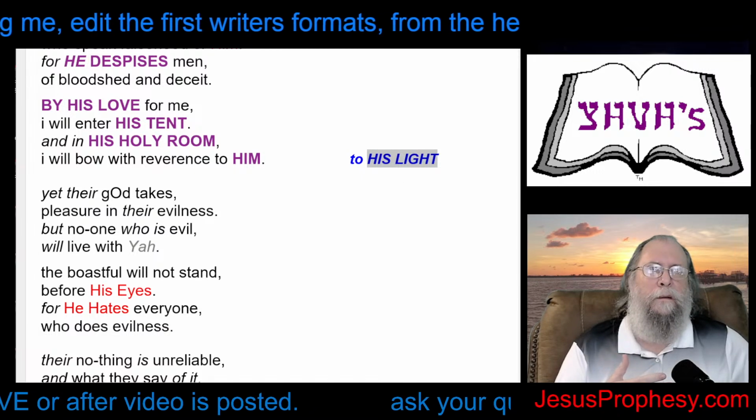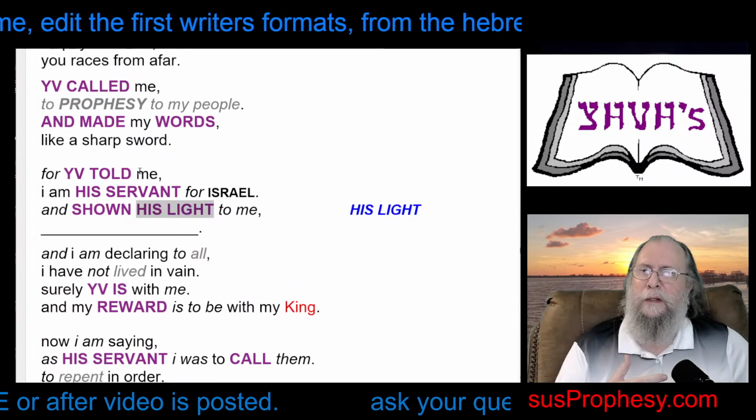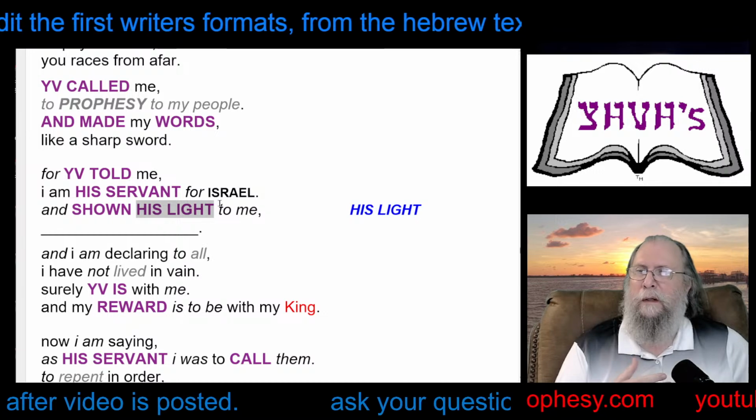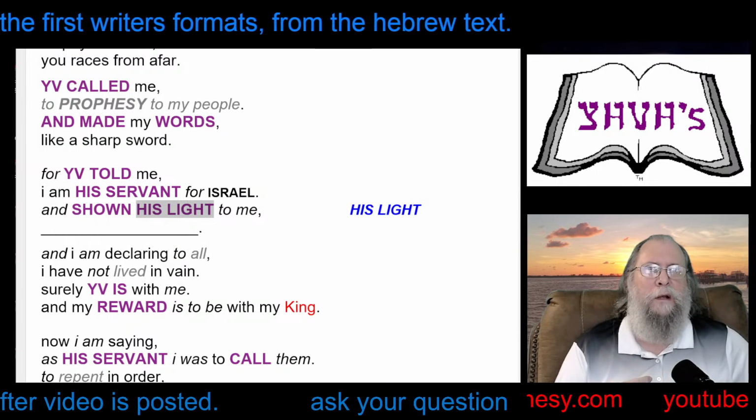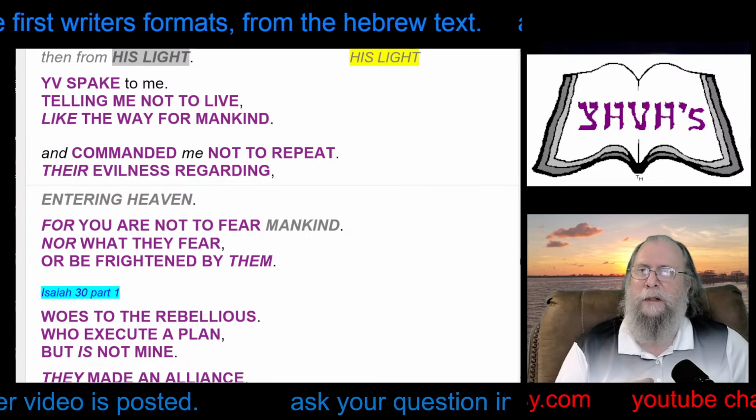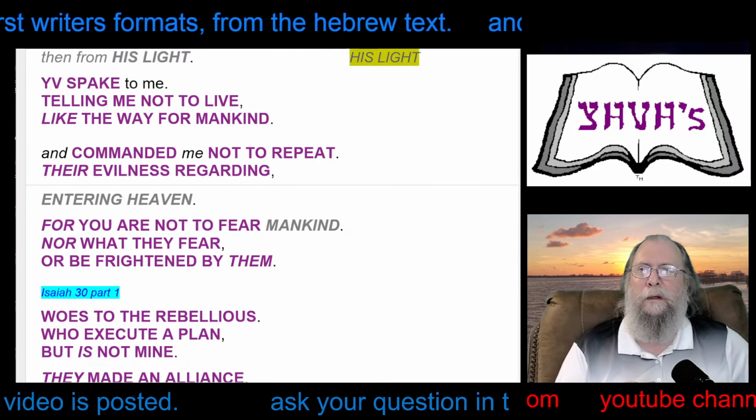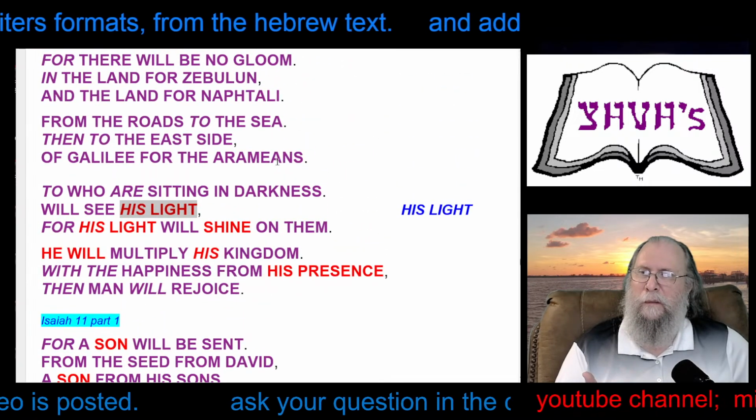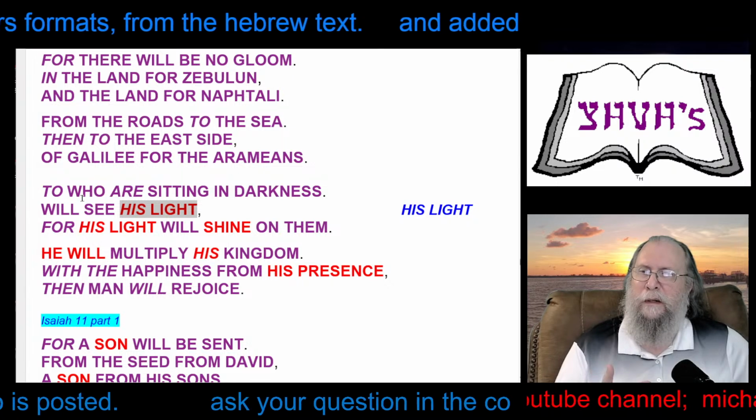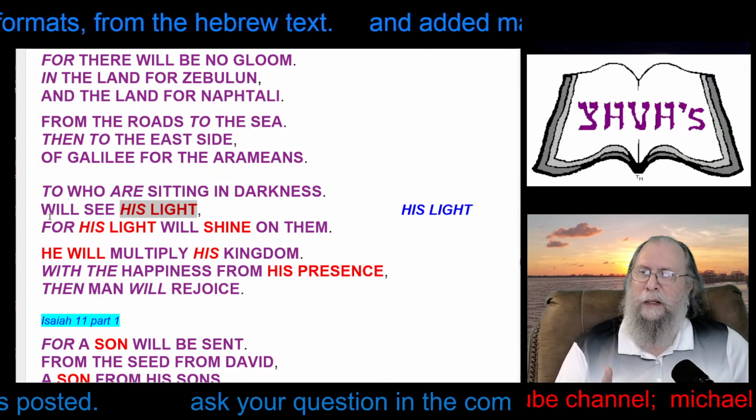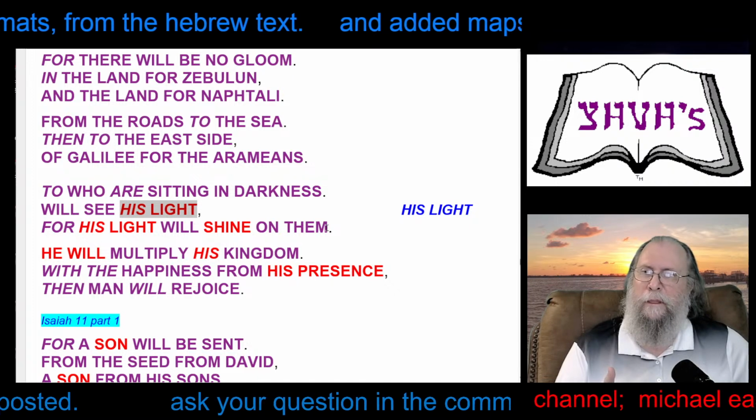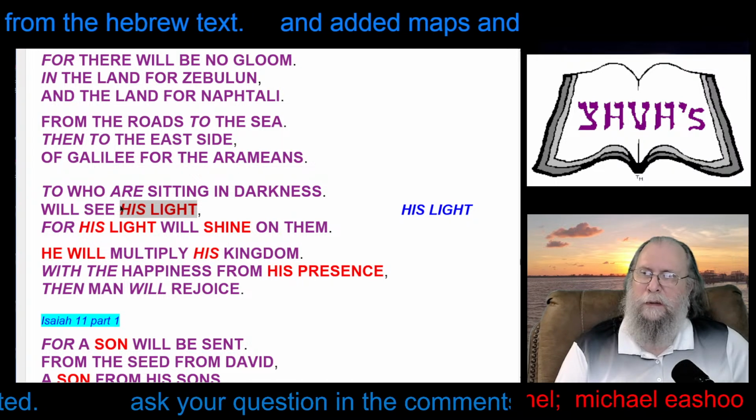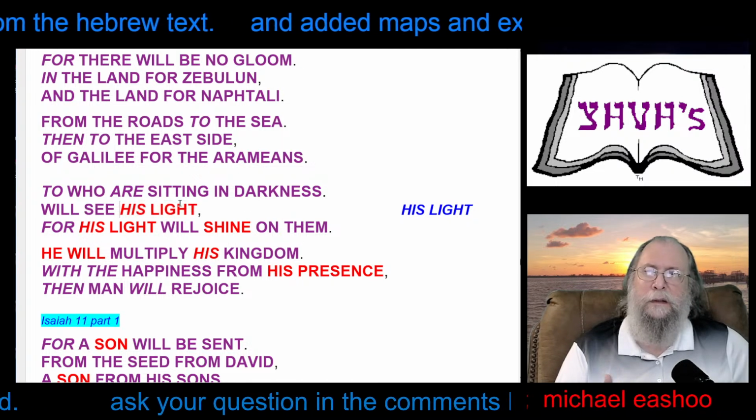Here, show me his light. I'm a servant for Yahweh, and show his light to me. There's many verses that say these things. I had to add that one in there to complete it. Here, this is Isaiah talking about, who are sitting in darkness will see his light, and his light will shine upon them. So this is actually, I've got to correct this. This is our Creator's light.